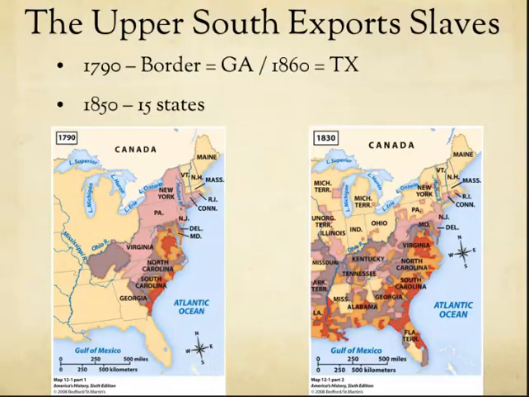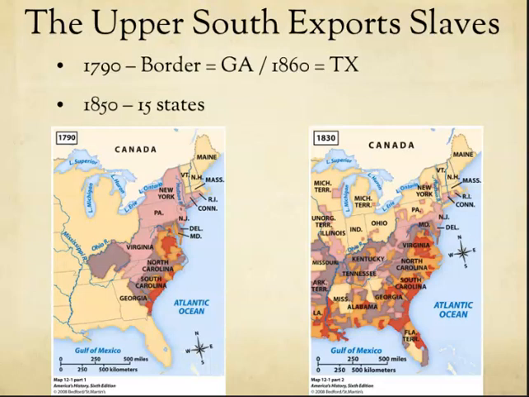By 1790, the border was with Georgia, and by 1860, the border with Texas. You can see how things were spreading as far as the quantity of slaves, and on the next one, the darker the color, like the reds, the more slaves. By 1790, slavery was confined to a very small part and in very low percentages. Those purples and pinks are less than 10%.